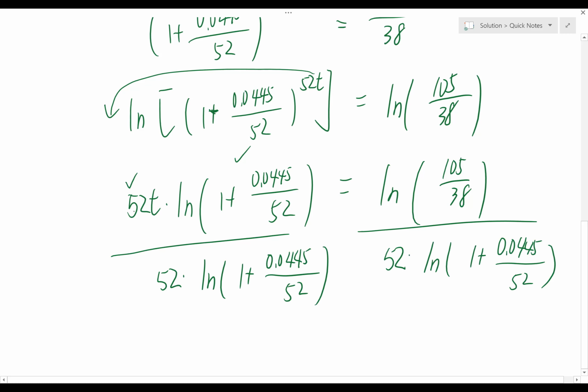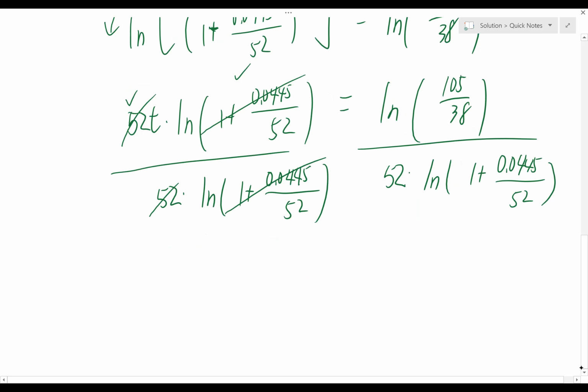Okay, cancel 52, cancel Ln, and t is by itself, and t is what we're looking for. So t is equal to that. Let's see what that is. But again, I'm going to show you how to perform this operation in Excel.